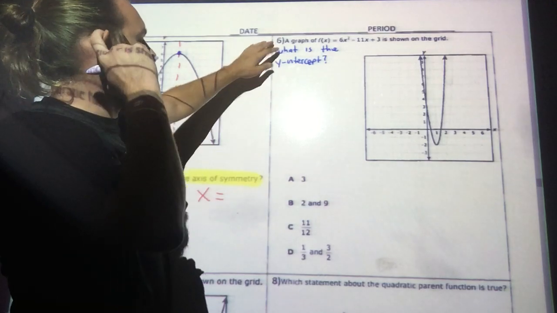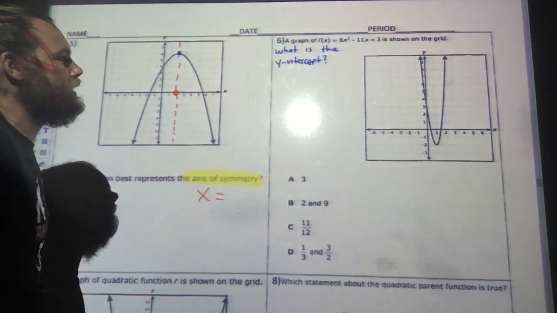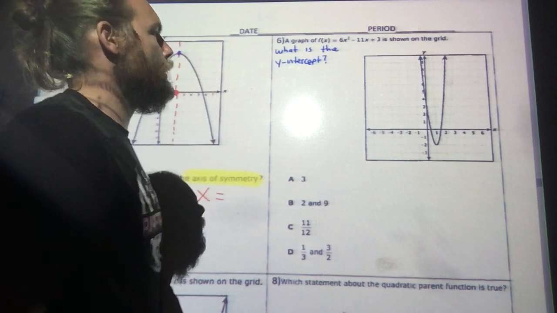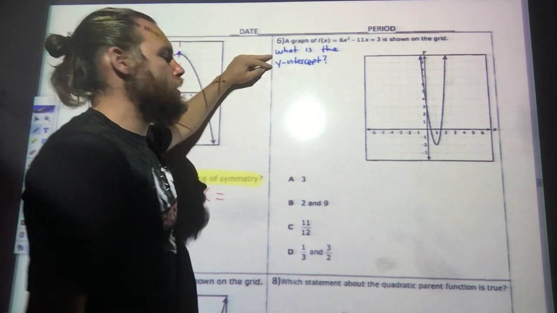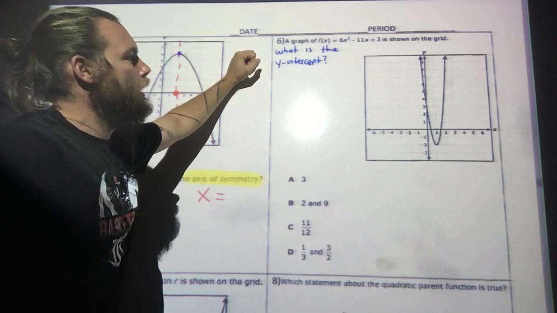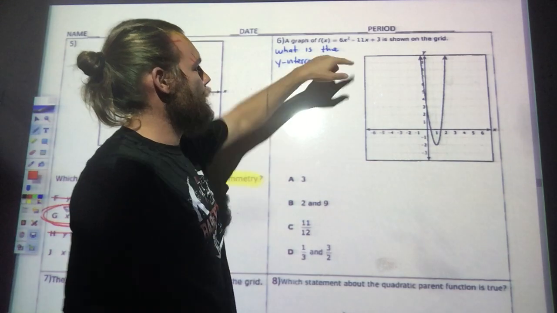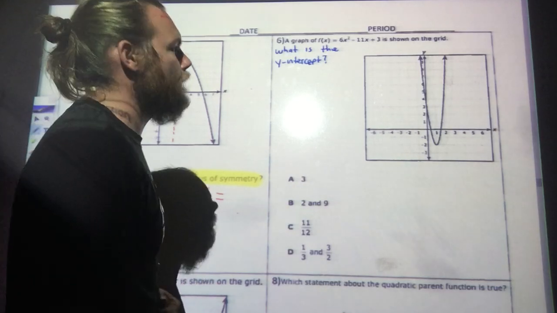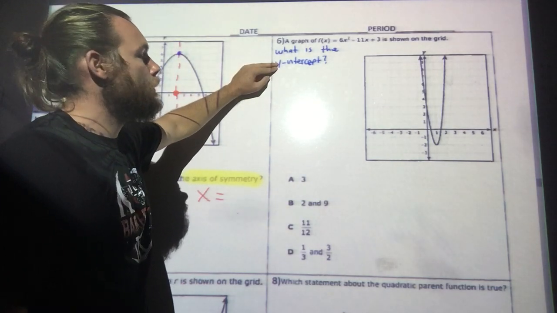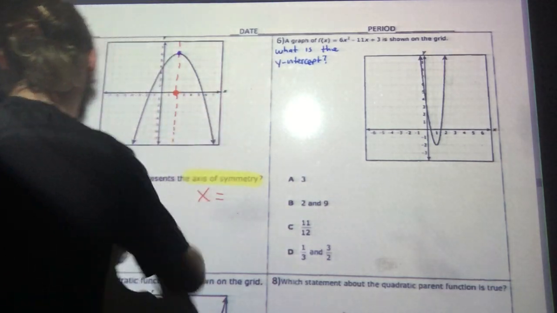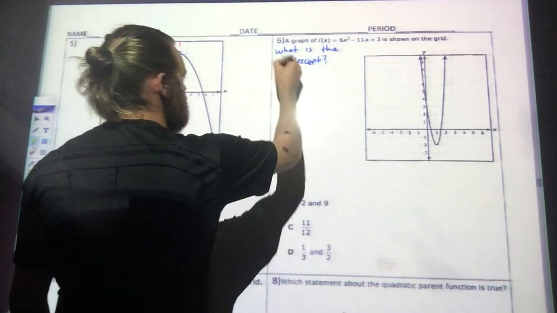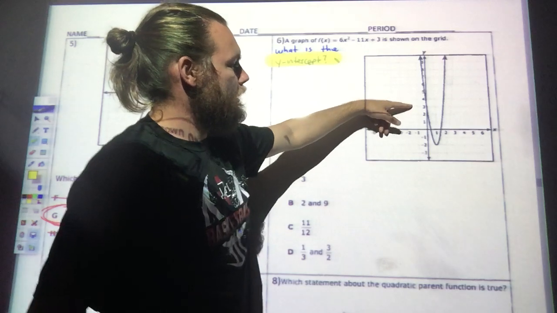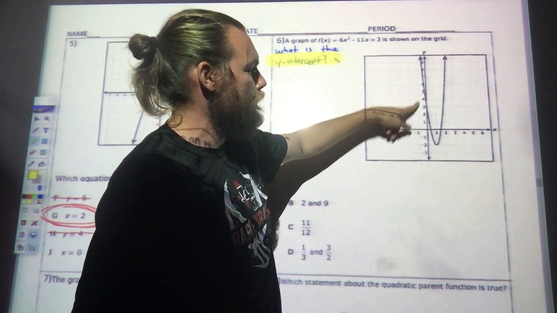Number 6 says a graph of f of x equals 6x squared minus 11x plus 3 is shown on the grid, and it asks what is the y-intercept. In this case, they gave us both an equation and a graph. Either way should be able to find you the y-intercept. The y-intercept, we remember, is where the graph crosses the y-axis. If you look at your graph, it's kind of hard to see. You're not really sure: 4, 3, or 2.